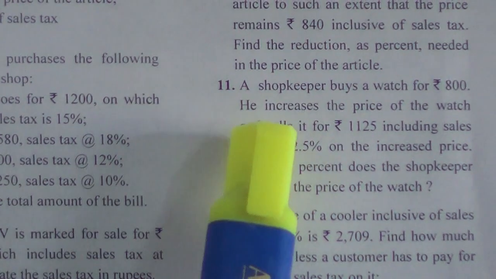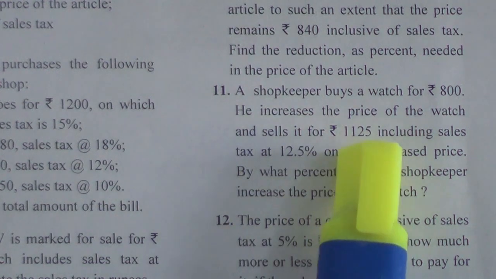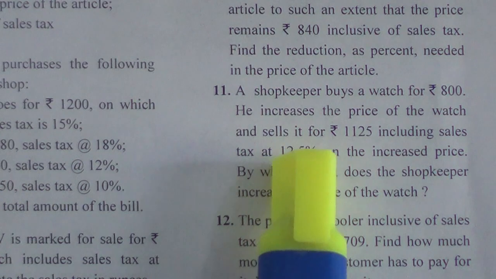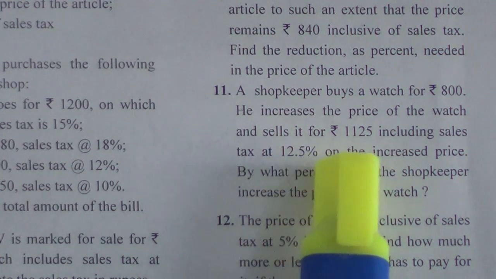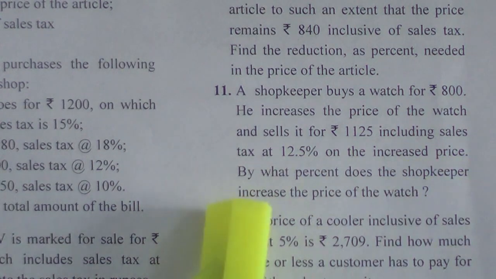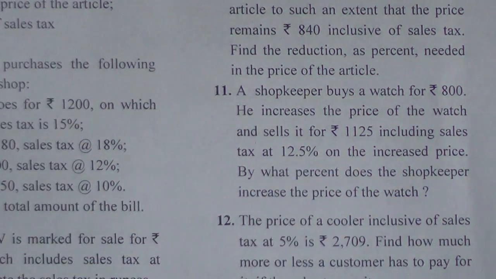A shopkeeper buys a watch for rupees 800. He increases the price of the watch and sells it for rupees 1125, including sales tax at 12.5% on the increased price. By what percent does the shopkeeper increase the price of the watch?